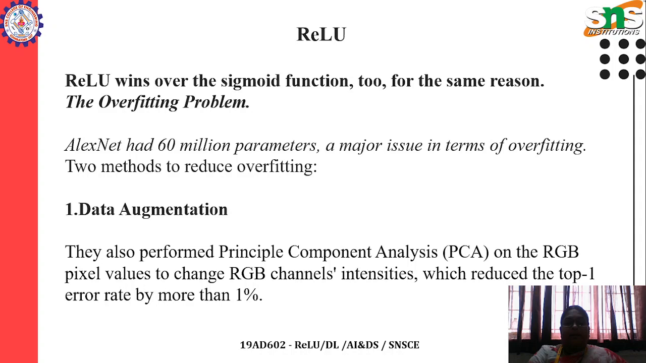You all know what overfitting and underfitting are, which we have already discussed in my earlier lectures. In ReLU also we faced the overfitting problem, but we can reduce it with the help of data augmentation, and we have the dropout concept. Data augmentation is a principal component analysis on RGB pixel values to change RGB channel intensities, which reduces the top-one error rate by more than 1%.